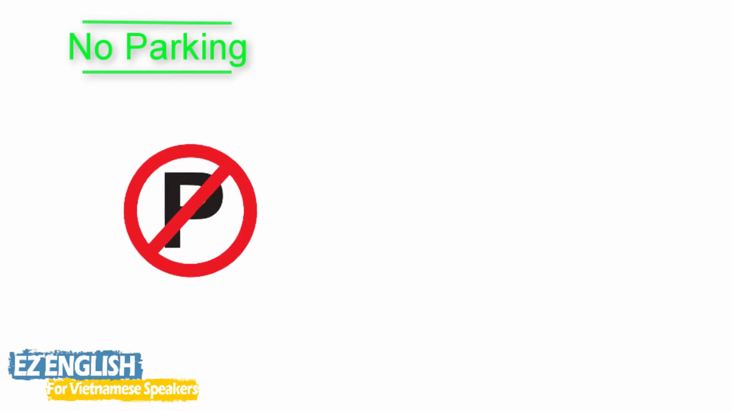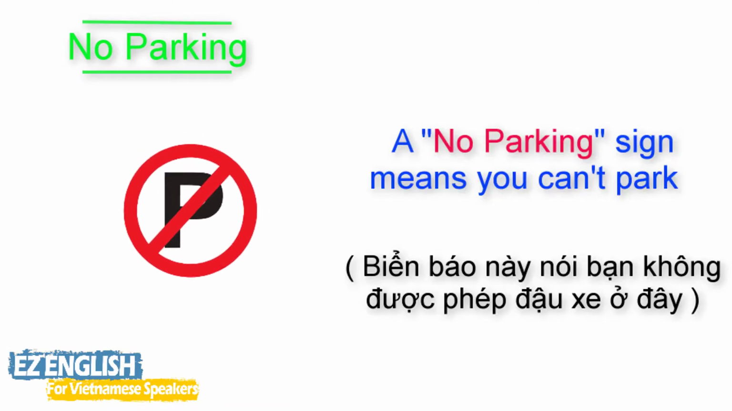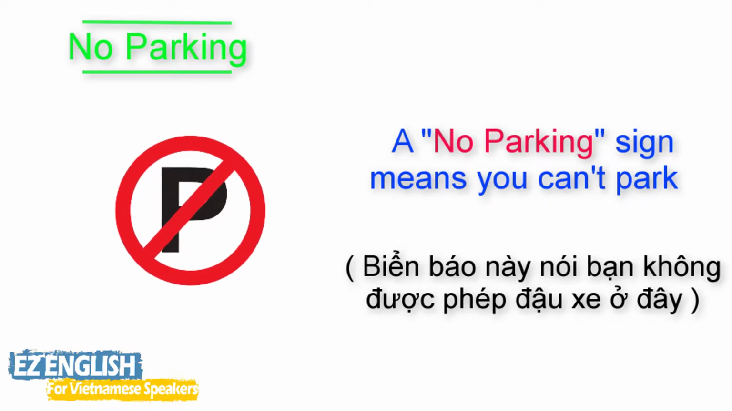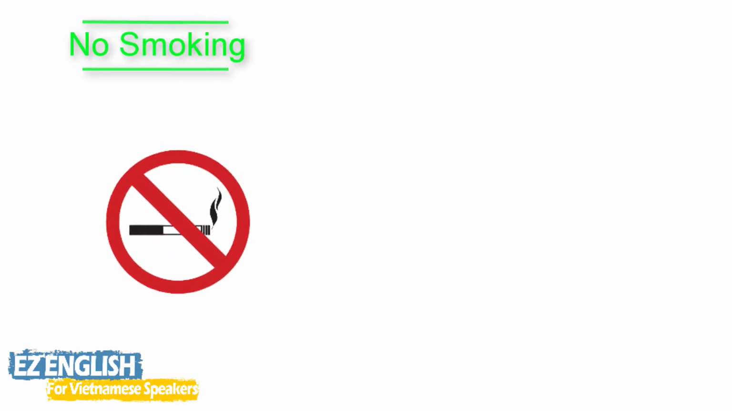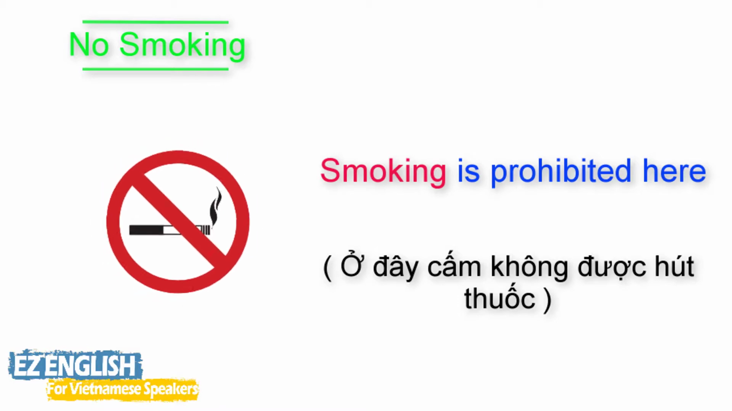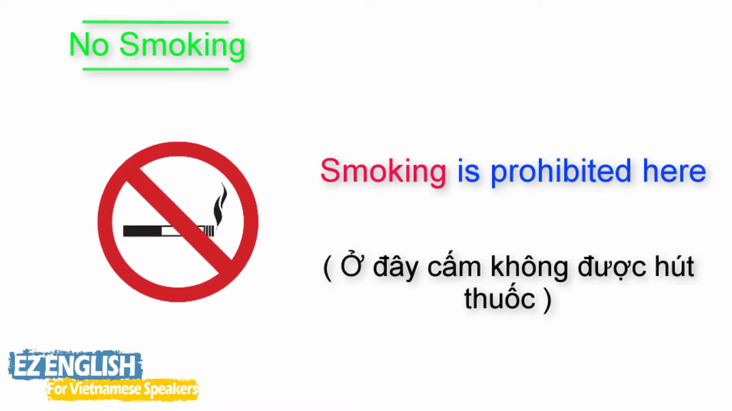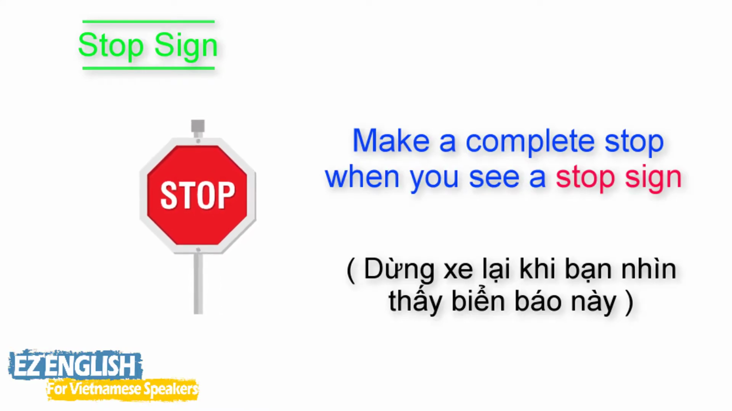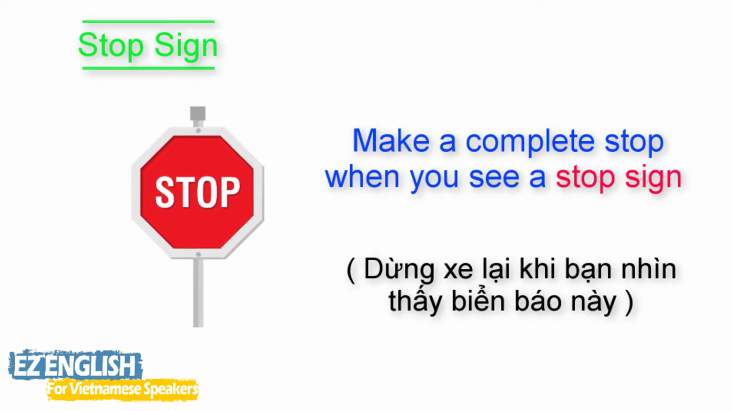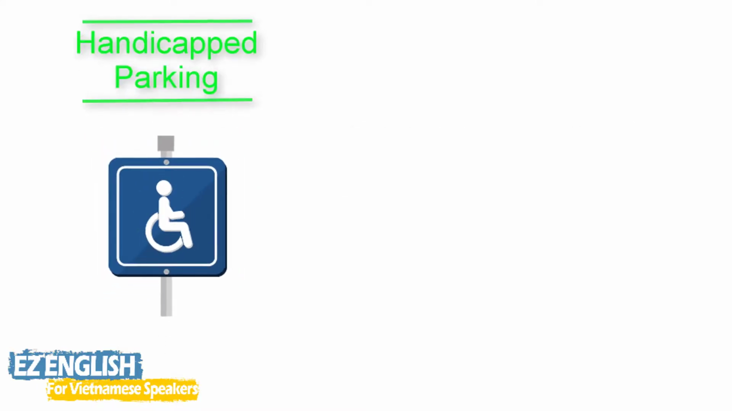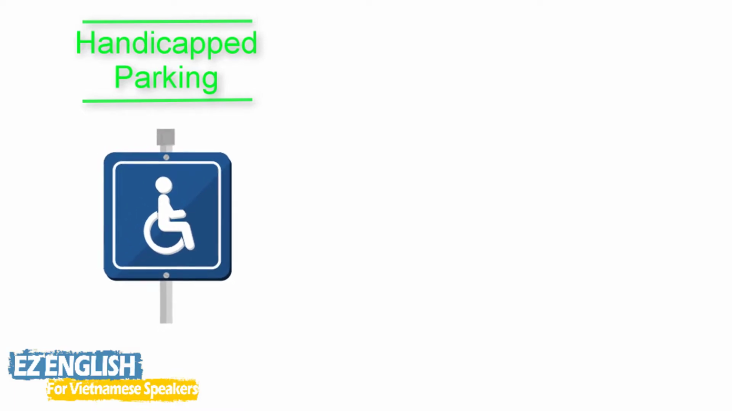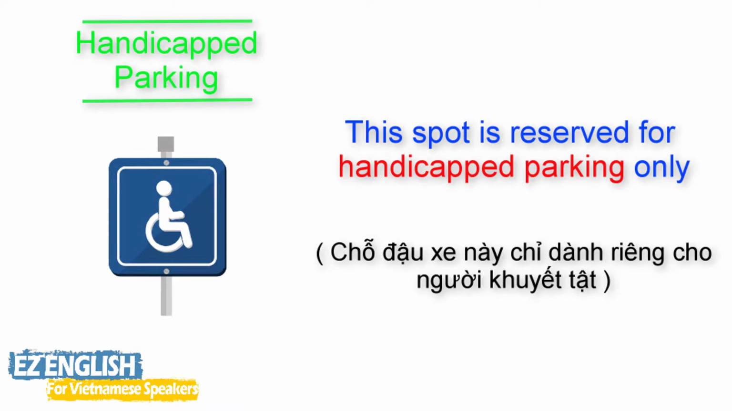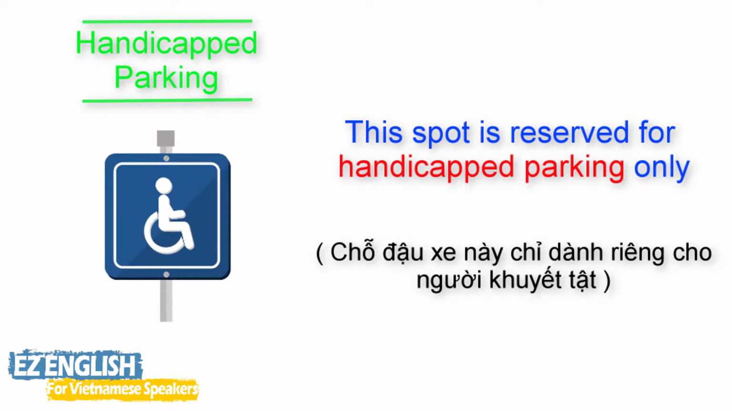No parking. A no parking sign means you can't park. No smoking. Smoking is prohibited here. Stop sign. Make a complete stop when you see a stop sign. Handicapped parking. This spot is reserved for handicapped parking only.